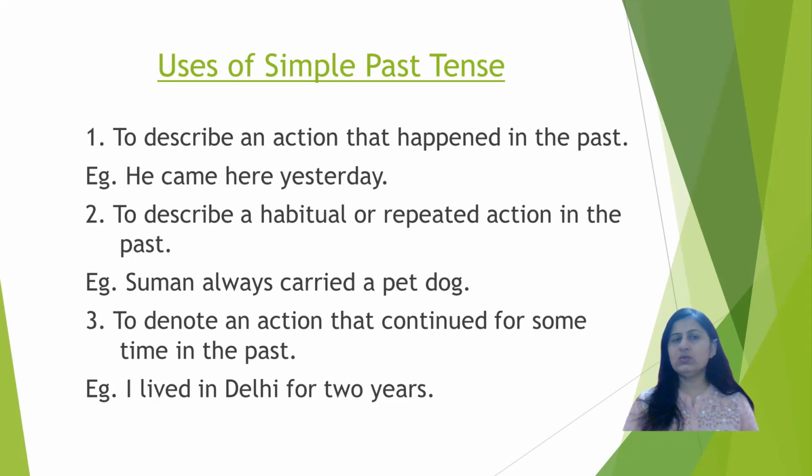Then we can also use it to denote an action that continued for some time in the past, but it was taking place in the past only. I lived in Delhi for 2 years. For 2 years, sometime in the past, I used to live in Delhi. So this will also take simple past form. I lived in Delhi for 2 years. So this was simple past tense.